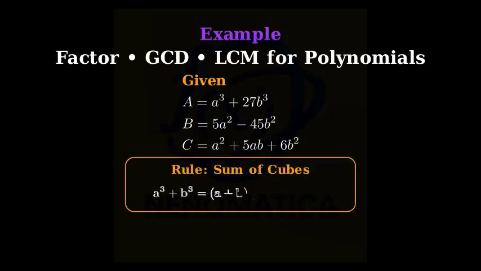Rule reminder: the sum of cubes, a cubed plus b cubed, factors as (a plus b) times (a squared minus ab plus b squared). Step 1.